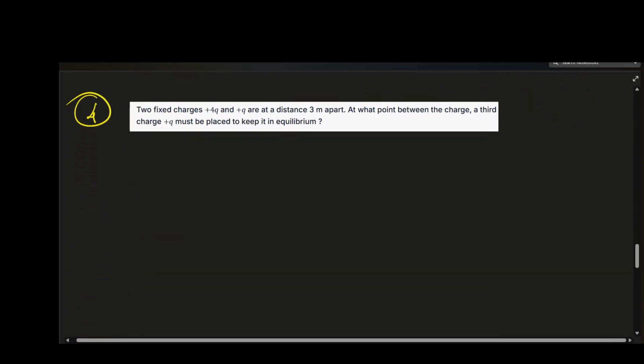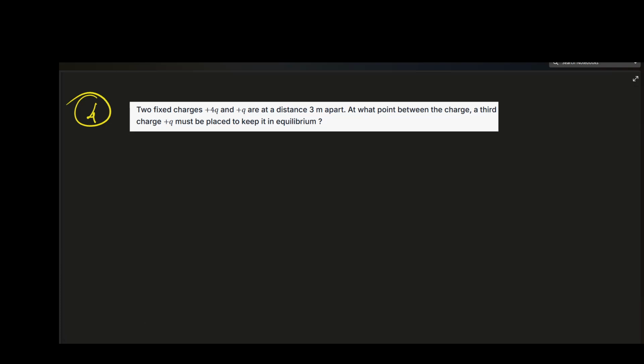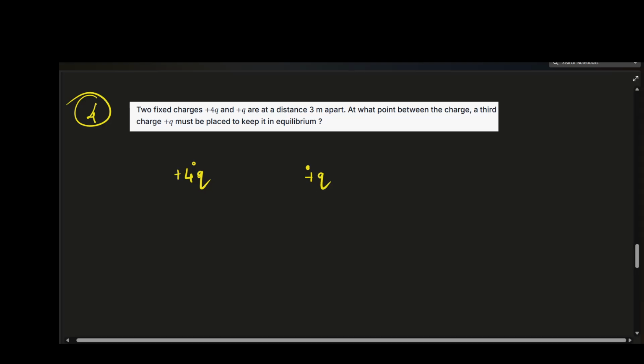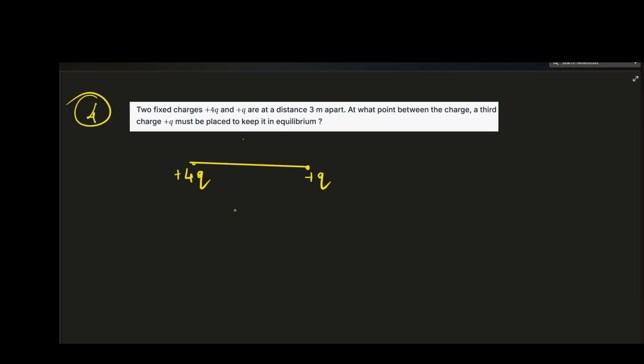Next question. Two fixed charges plus 4q and plus q are at a distance 3 meter apart. At what point between the charges must a third charge plus q be placed to keep them in equilibrium? So they are telling that I have a charge plus 4q and another charge plus q, and they are 3 meters away from each other, and I am going to place another charge plus q in between them such that they will be in equilibrium.